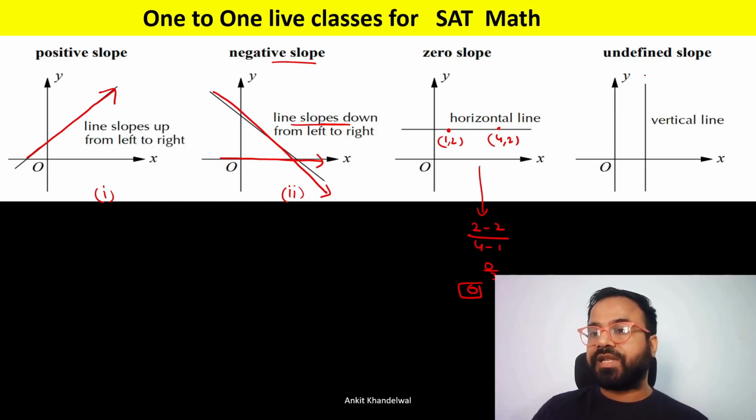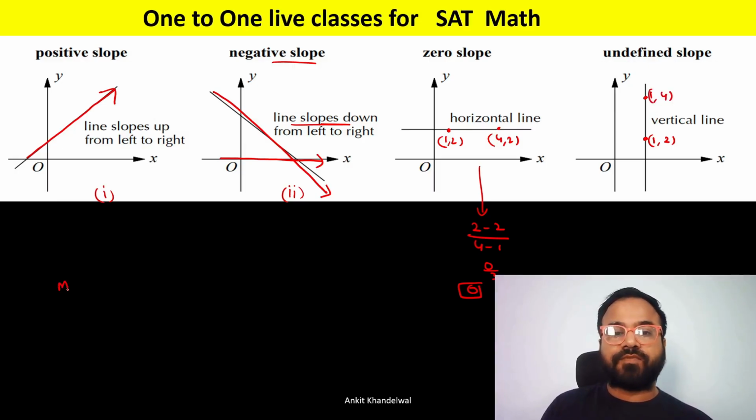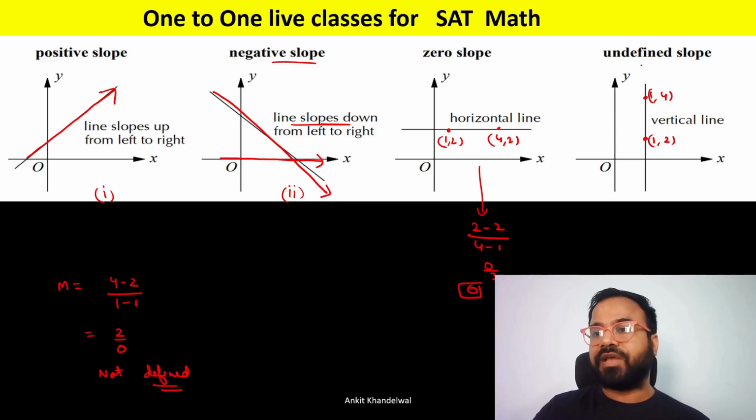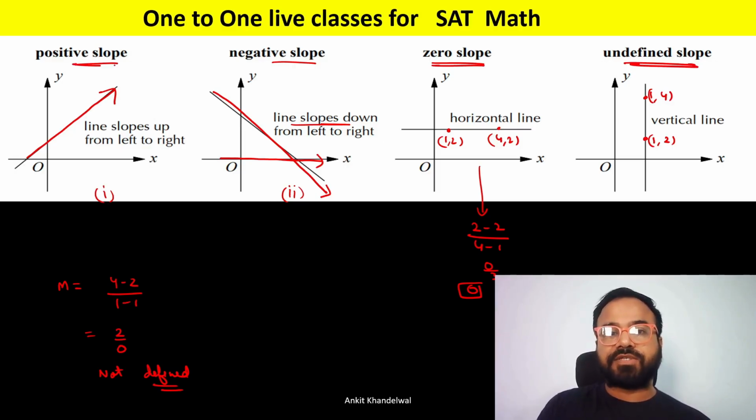In the same way, for a vertical line, the slope is undefined. Just like here, if this point is (1, 2), the point just above it will have the same x, so it is (1, 4). If you want to find the slope for this vertical line, y2 minus y1 over x2 minus x1 gives 2 divided by 0, and 2 divided by 0 is not defined. So for vertical lines, we have undefined slopes. For a horizontal line, we have 0 slope. For an increasing line, positive slope. For a decreasing line, negative slope.